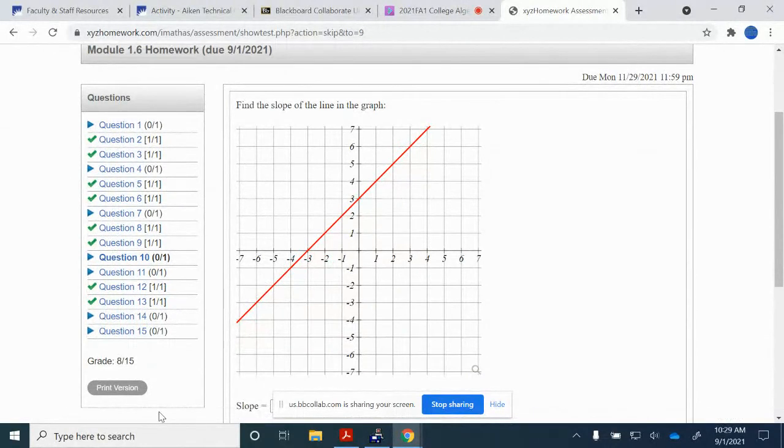All right, for problem number 10, we're asked to find the slope. We know that the slope is the rise over the run. We can draw an imaginary triangle, right?